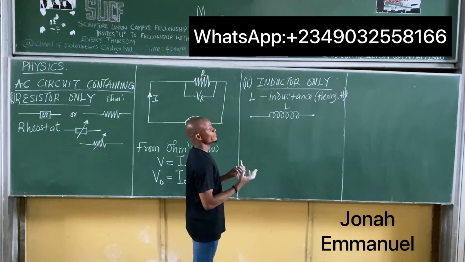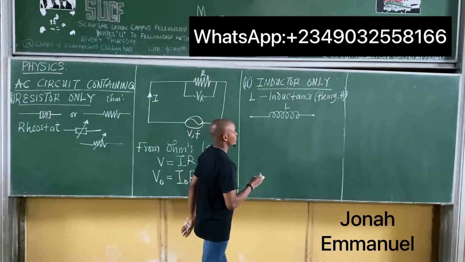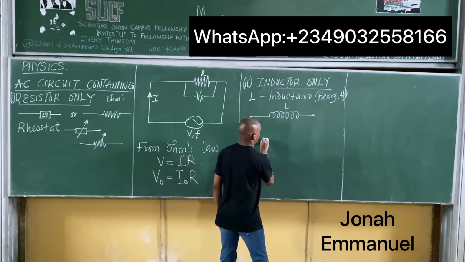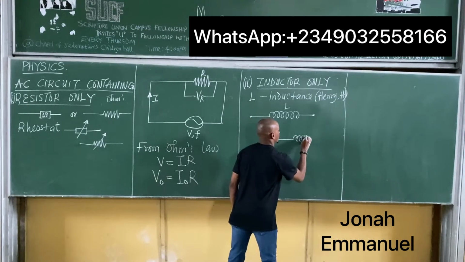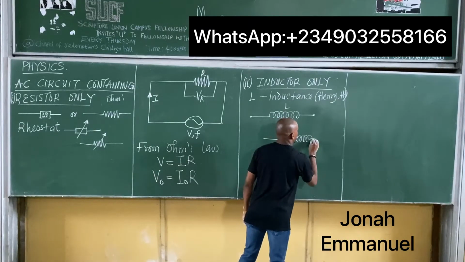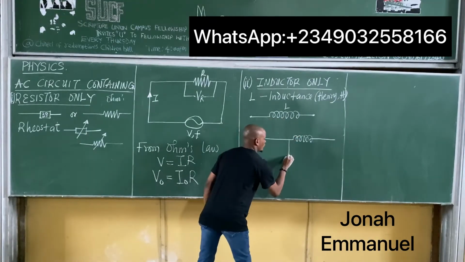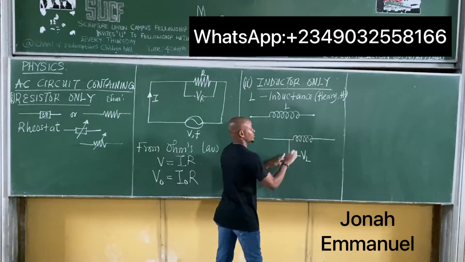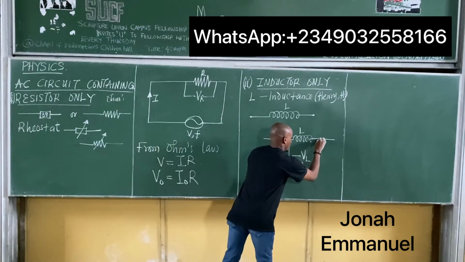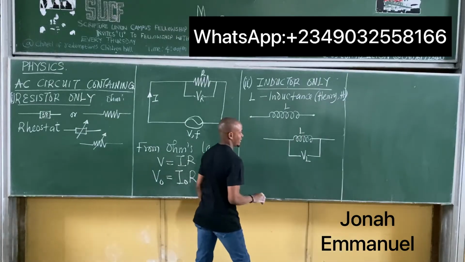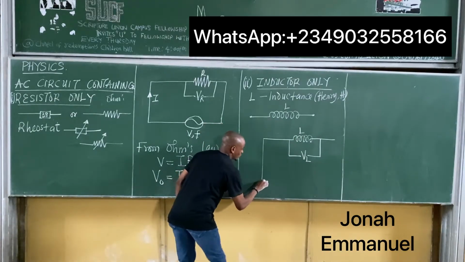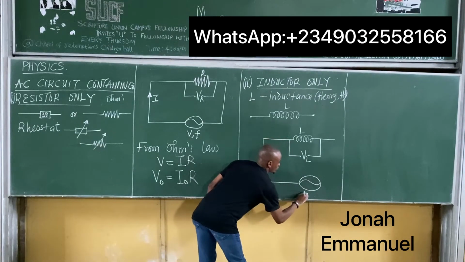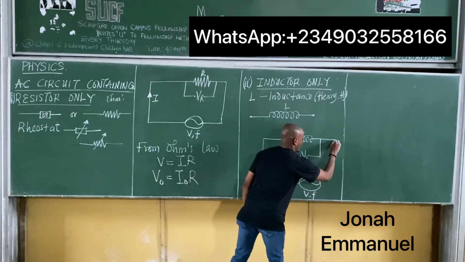So hence, my circuit symbol for an AC circuit having inductor only becomes this. The voltage becomes no longer VR but what? VL. Voltage across the inductor. Yes, L, inductor. Right, and then it comes down, this one. This is your voltage frequency supply.